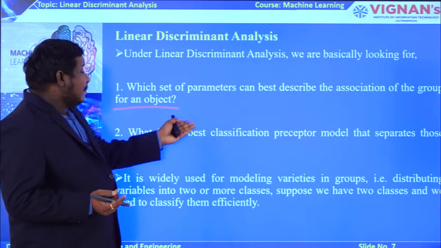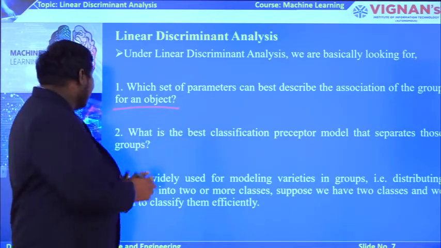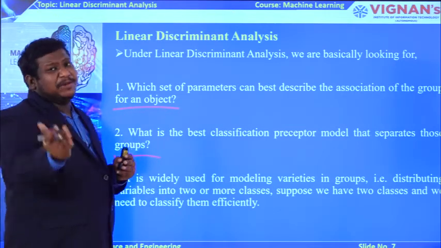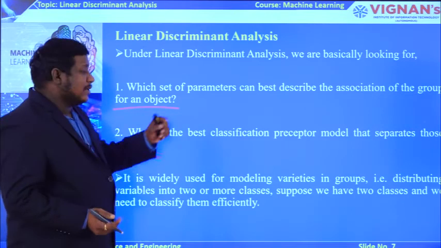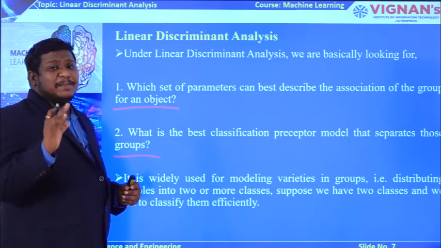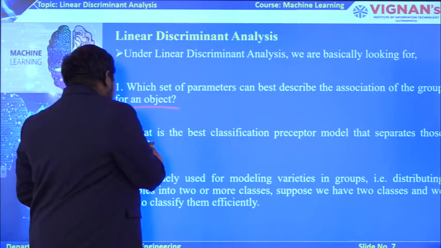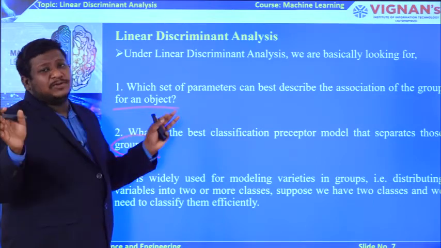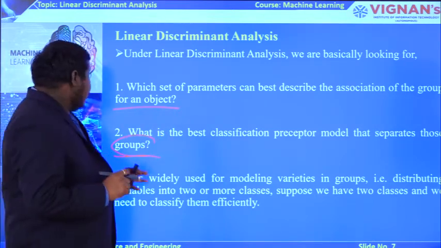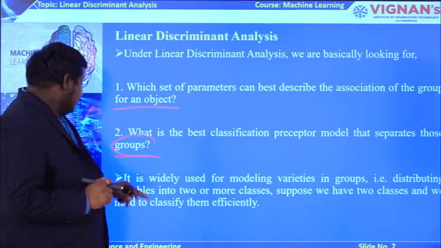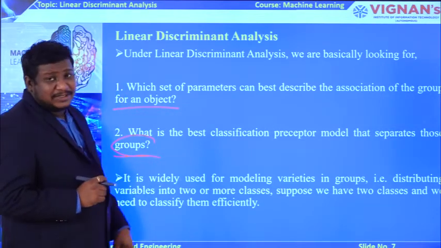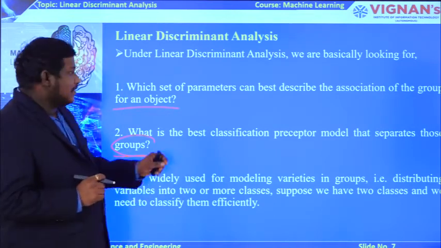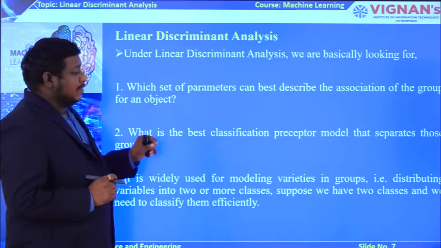The second one is, what is the best classification model that separates those groups? I told you, LDA can be used to maximize the separation between the classes. Already we have some groups, so what is the best model that can be suited to separate those groups in a better way? It is widely used for modeling variation in groups, that is, distributing variables into 2 or more classes. Suppose we have 2 classes and we need to classify them efficiently. That is the main problem we search for with LDA.